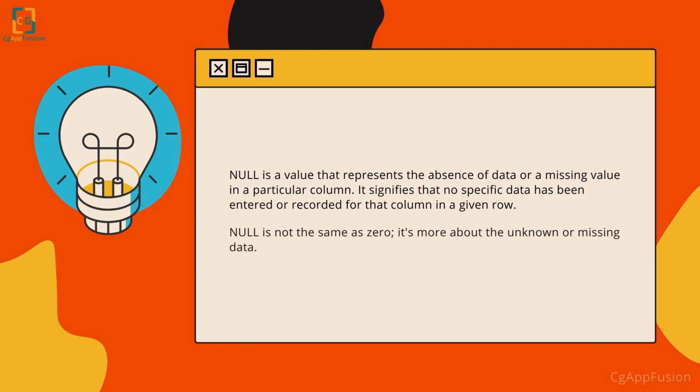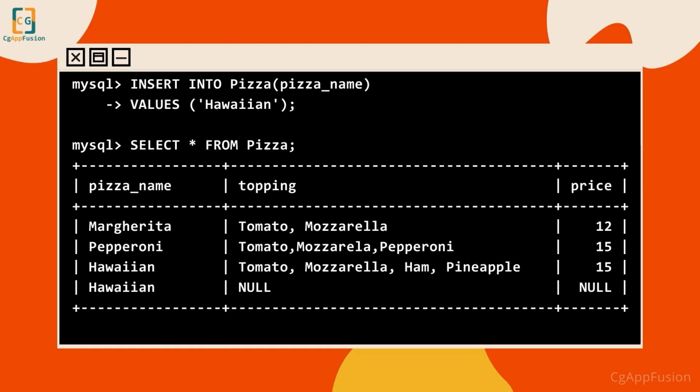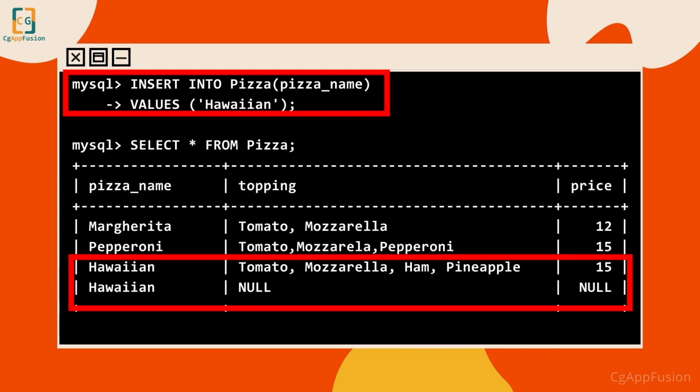It can be null. It is important to note that null is not the same as 0, because 0 is a number. Null is more about the lack of any data. So right now we can do something like this. We can insert into our pizza, but we are only going to provide the pizza name. We have the values as Hawaiian, and we can see at the bottom we have Hawaiian that has toppings and price, and we have the new Hawaiian that has just the name, and for topping and price we have null and null, which represent a lack of any values.